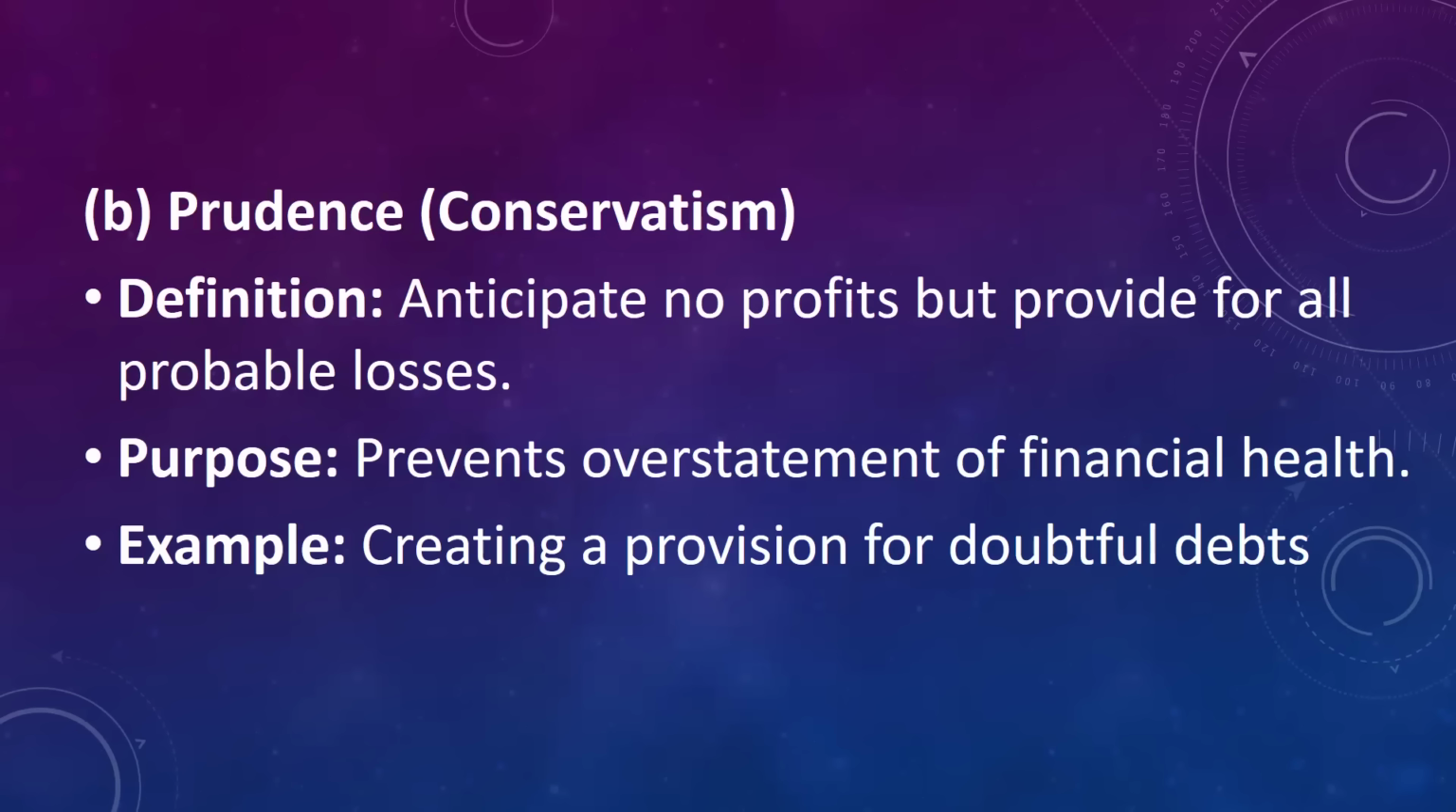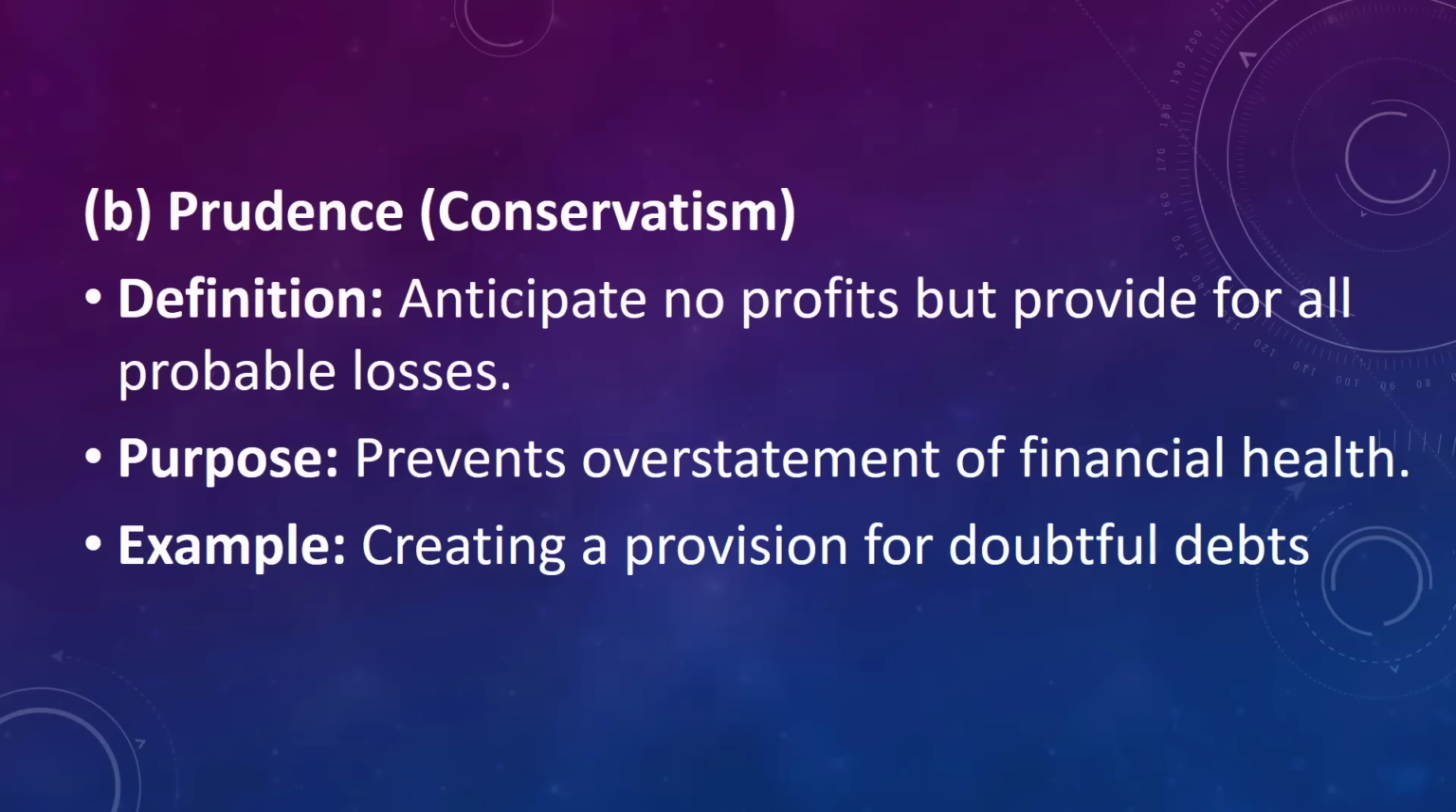That's why we do things like provision for doubtful debts and why we have depreciation and things like that, which we will look at later on. Right? Because we don't want to overstate our assets and overstate our profits. So we record them at the lowest possible value.